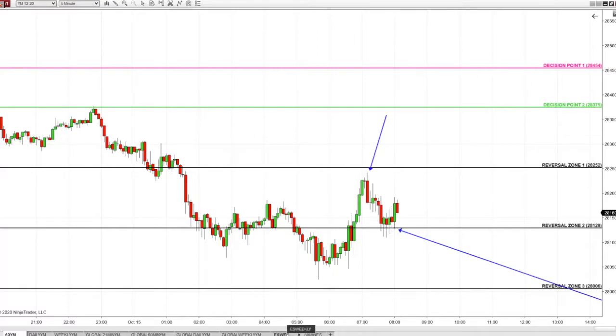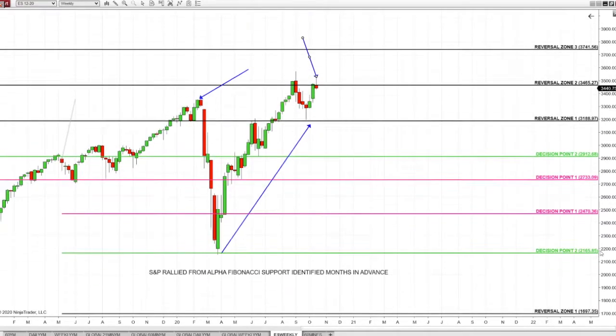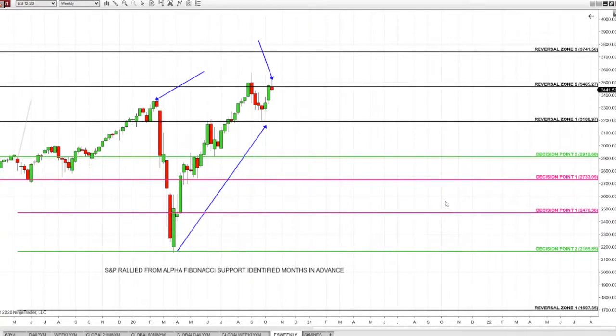But if I bring to your attention S&P institutional chart, this is the events, traders. This is institutional resistance. With Alpha Fibonacci system, you knew this months in advance. We will discuss the details in the class after the close of the trading room.